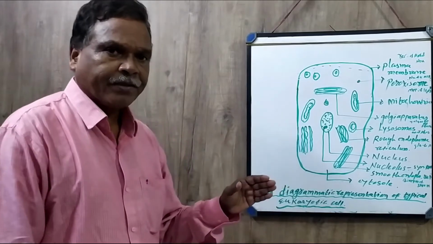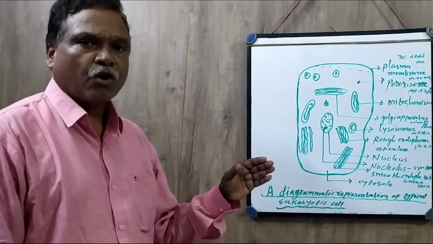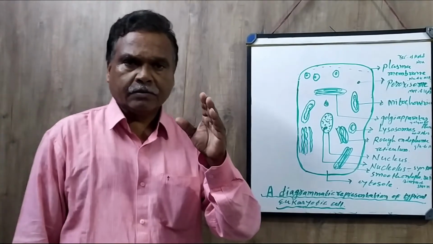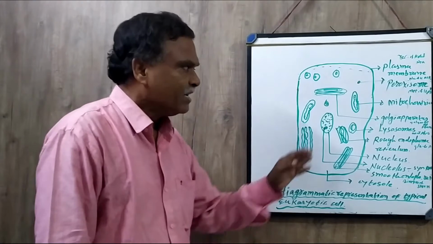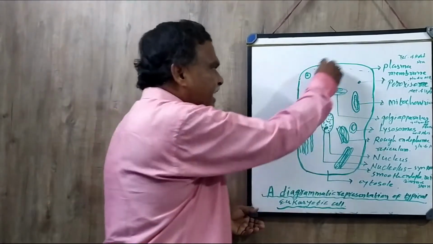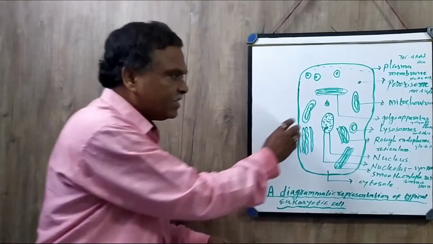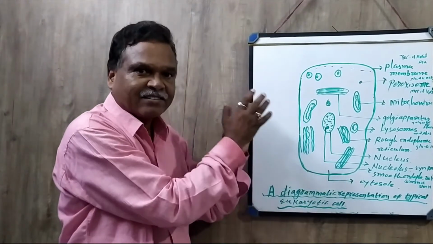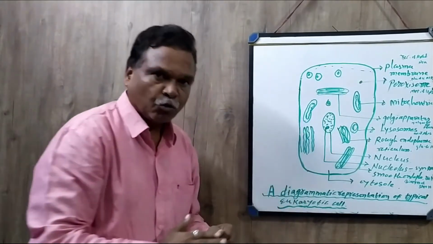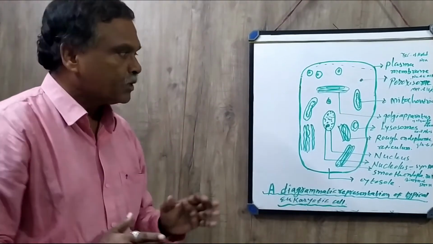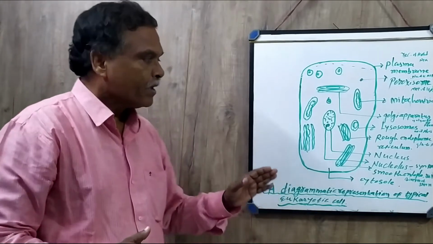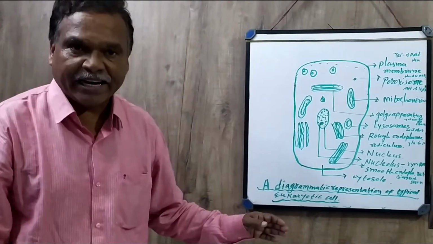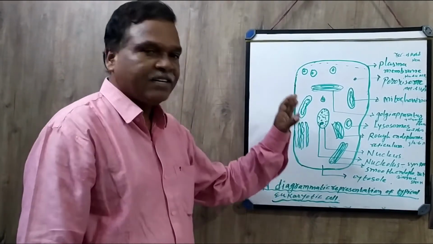If you see the structure and functions of the cell, the major parts of the cell are the cell membrane, the outermost layer, a nucleus in the center, and the fluid present inside the cell, called cytoplasm or protoplasm. This cell contains subcellular elements, also called cell organelles, present inside the cell.